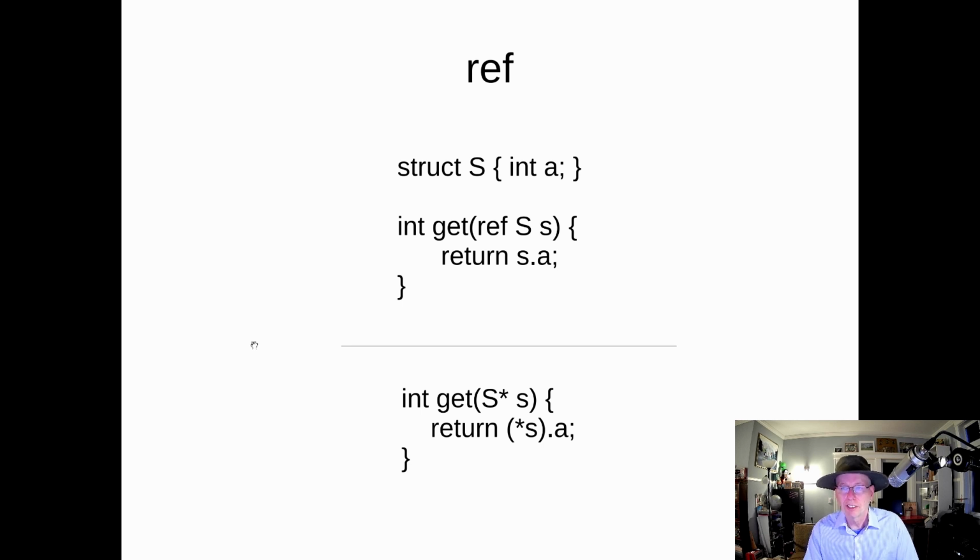The ref attribute. Here we have a struct, which has one field, A, and we have a function called get, which takes a reference to a struct S and returns the A field of that struct. And what it gets translated into is the ref gets translated into a pointer, and when we use the pointer to the instance of the struct, we indirect it with the star and retrieve the A field.